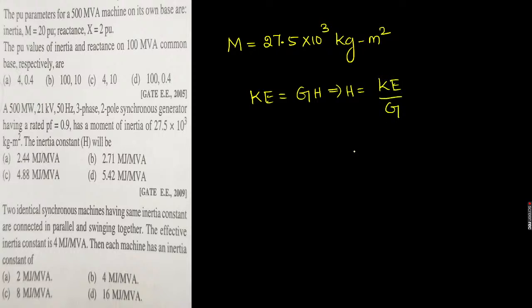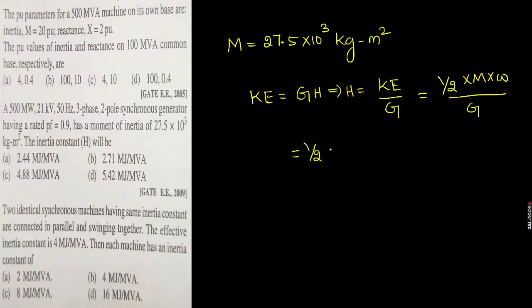Now please tell me, is there any alternative formula to obtain the kinetic energy? How will you obtain the kinetic energy? Kinetic energy can be obtained in terms of moment of inertia. It can be written as half into moment of inertia into omega, that is angular speed, squared, divided by G. Can I write like this? Yes, sir.